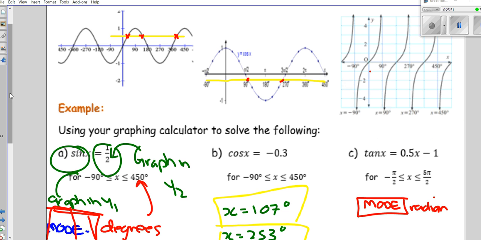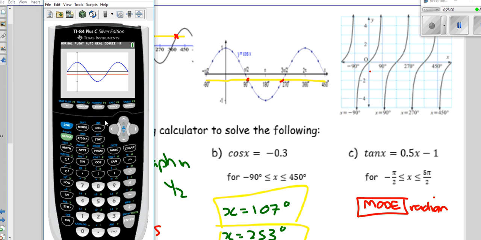Radians, good. This next one's kind of hard, so please be quiet while you're doing your work, which is great. What do I need to make my mode for this one? Radians, yep. What about my window? Make sure your window's not negative 90 to 450. Make sure you use the pi button, otherwise you'll get a crazy looking graph.